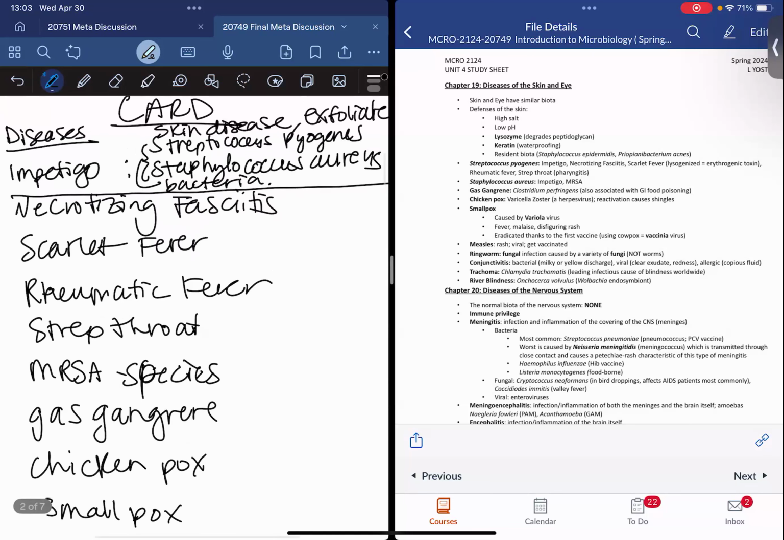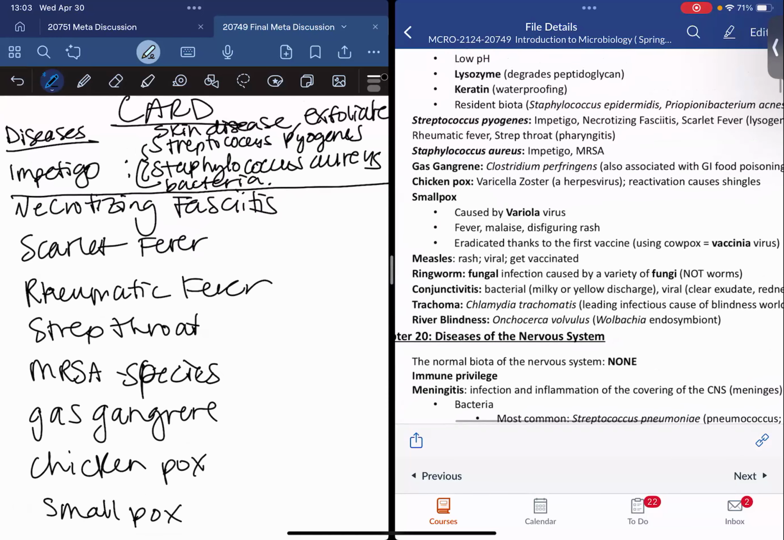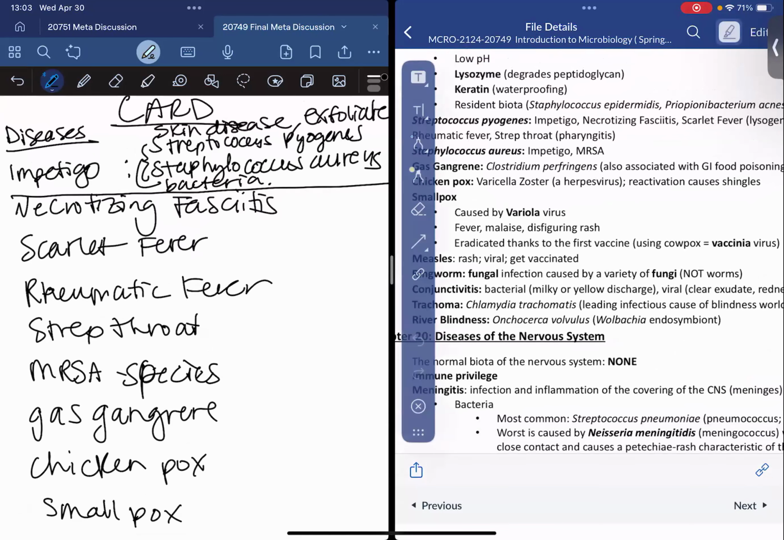And if there's any other info about this, like for smallpox, for example, I haven't just said that smallpox is a skin disease. We know that, but we know it's also characterized by a fever, malaise, and a disfiguring rash here.